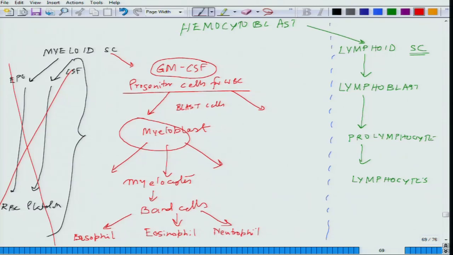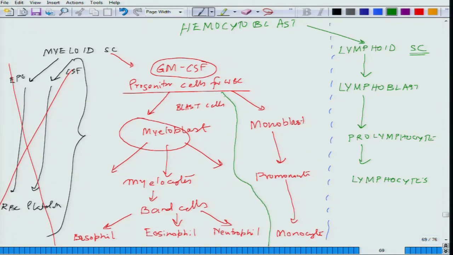Whereas, there is another route I showed you, which forms from the monoblast. This monoblast forms something called promonocyte, and promonocyte forms monocyte. So, this is the other route, which is of course, let me just separate it out. At this point, this is the demarcation taking place. This is where the two different cell types are getting separated. This is one type, one separation, this is the second separation, and this is the second route.